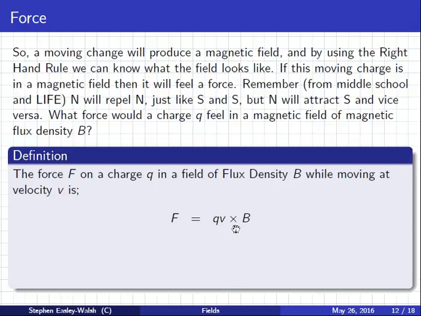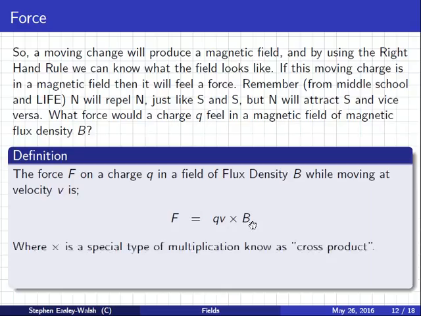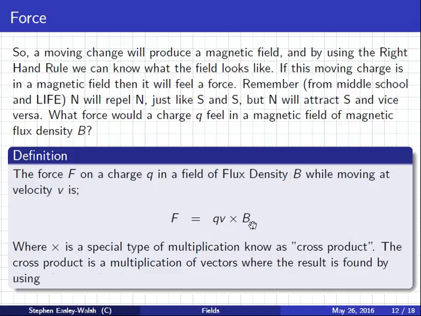Now, cross means multiply, but it's a special type of multiply which I'll explain. The force experienced by a particle in a magnetic field with charge Q, velocity V, and flux density B is given by this. Cross is a special type of multiplication known as the cross product. The cross product is a multiplication of vectors where the result is found using Fleming's left-hand rule, which I will show you on the next slide.